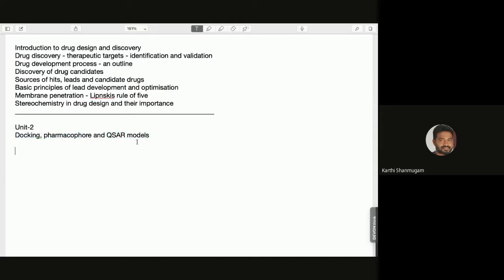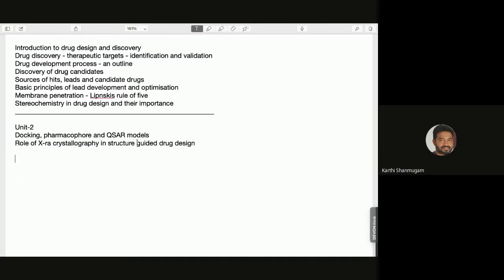The first topic of this unit is role of X-ray crystallography in drug design, structure guided drug design. Okay, this is the first topic, right? So which I am going to talk today, right?